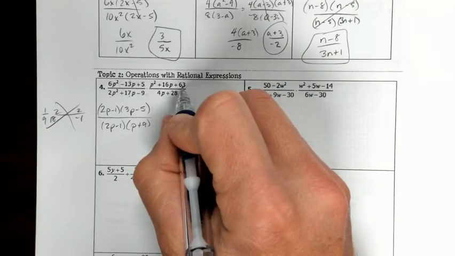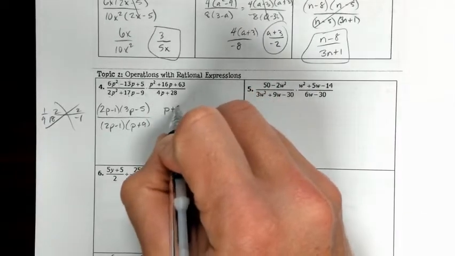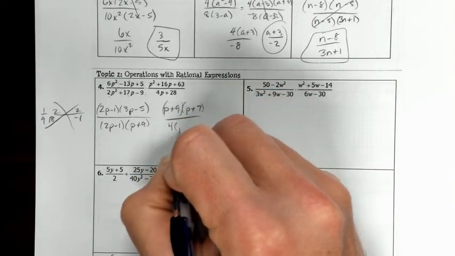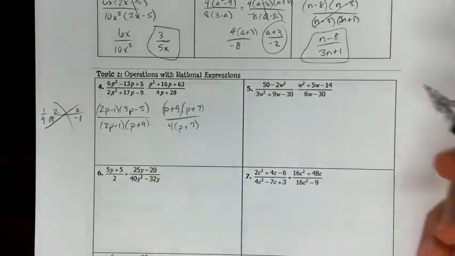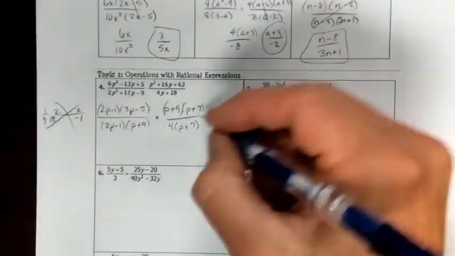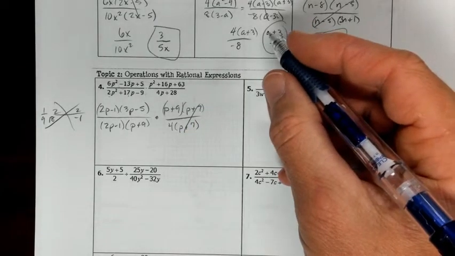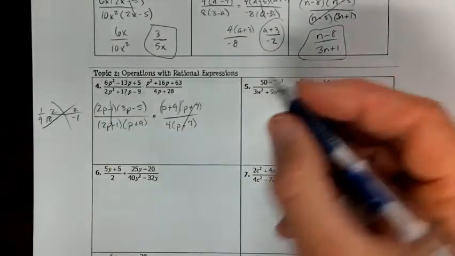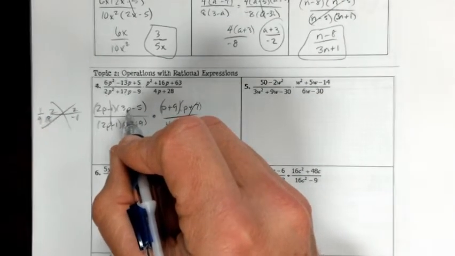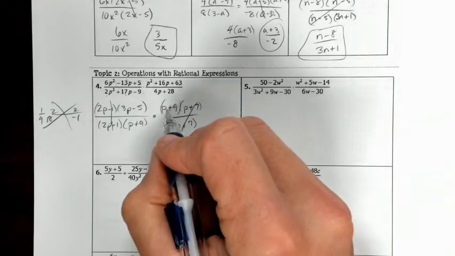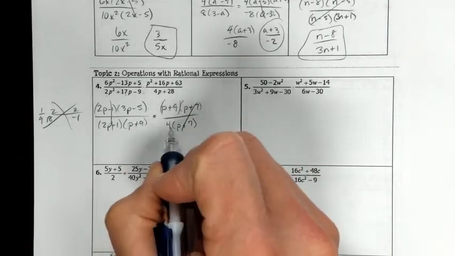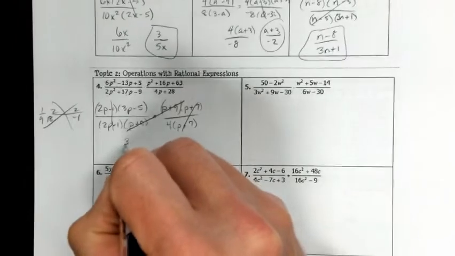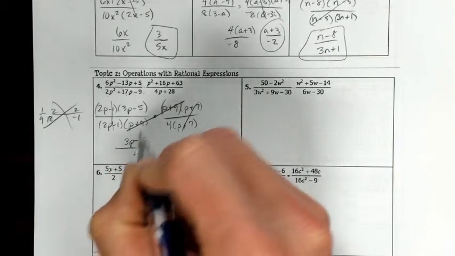Same thing here, factors of 63 that combine to give me 16 is going to be p plus 9, p plus 7. And then here we have 4 as the GCF, so we've got p plus 7. Alright, now let's reduce what we can. So I see p plus 7 in the top and on the bottom. Bye-bye Felicia. I see 2p minus 1. Bye-bye Felicia. So here I've got 3p minus 5 times p plus 9. Here I've got p plus 9 times 4. Oh my goodness, p plus 9, p plus 9. Bye-bye Felicia. So on the top I've got 3p minus 5. On the bottom I've got 4.